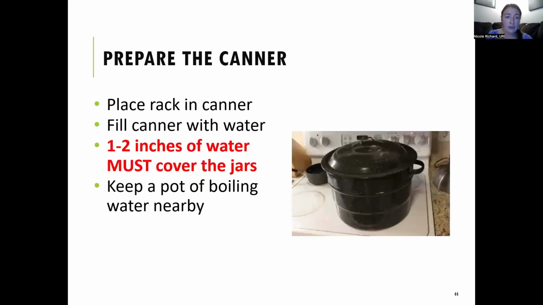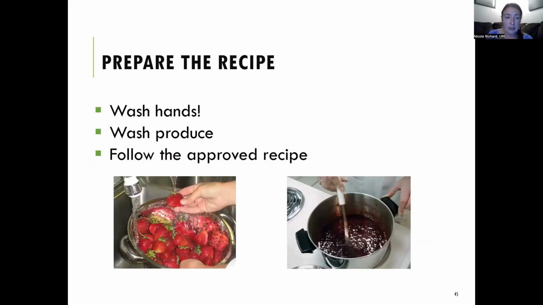You need to make sure you have a rack in the canner and fill the canner with water. You want to make sure you have 1 to 2 inches over the jars and keep a boiling pot of water nearby in case you need to add water. When you're preparing your recipe, make sure you wash your hands, wash the produce, and follow the approved recipe.